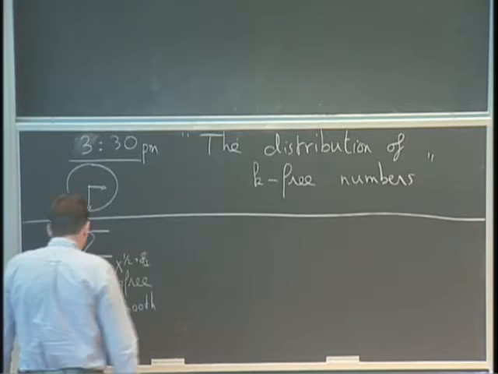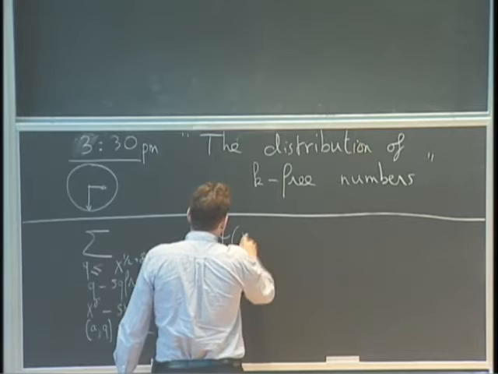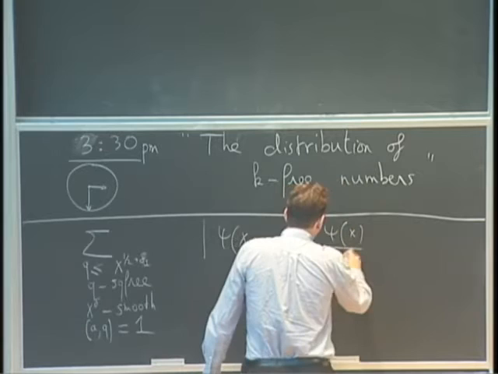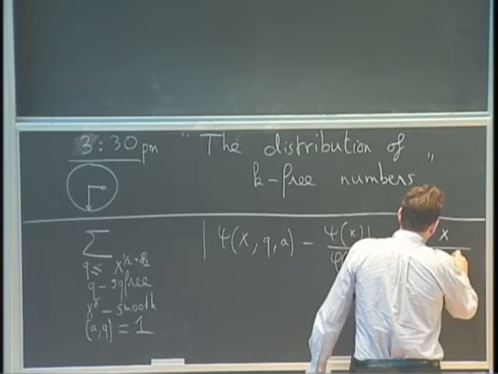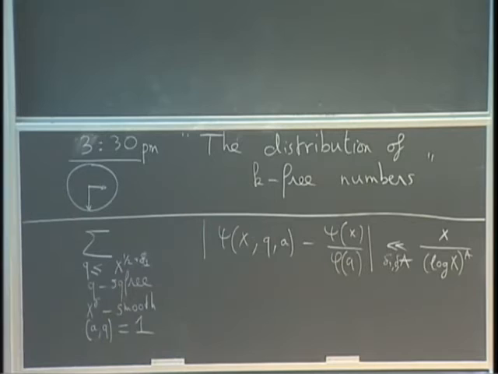And now we can, in fact, put an absolute value. And then we have the sum of psi of x, q, a minus psi of x over phi of q, and we want to gain x over (log x) to the A, where the implied constant is allowed to depend on delta 1, delta, and A, but it's crucial for the application we have in mind that it is independent of small a. That's the goal.